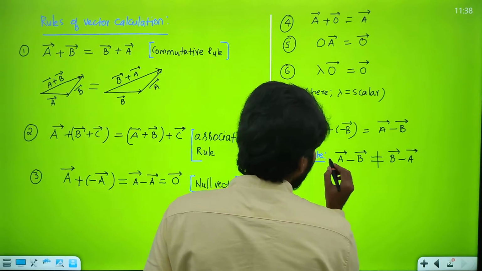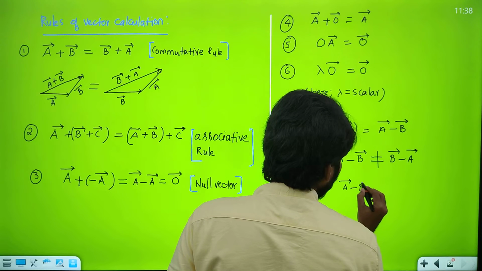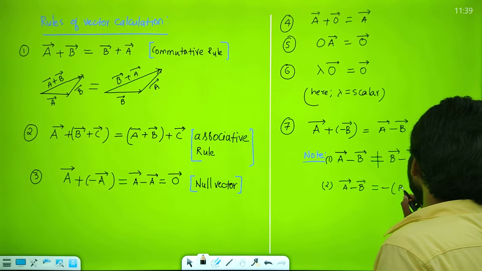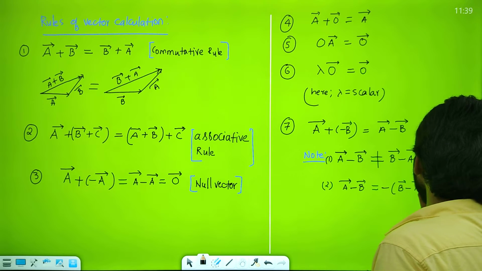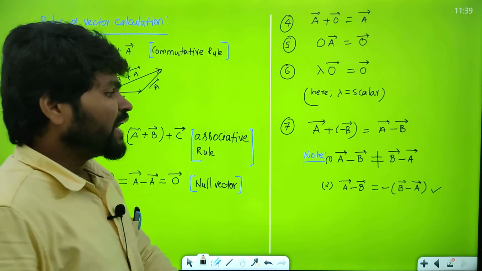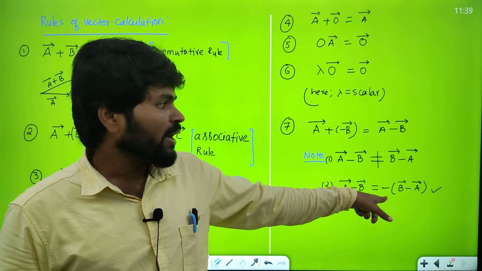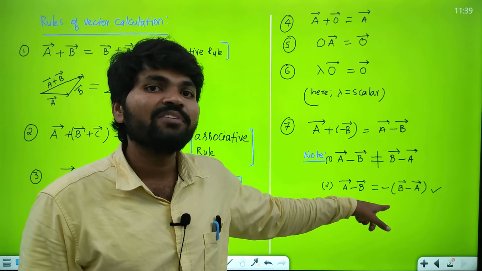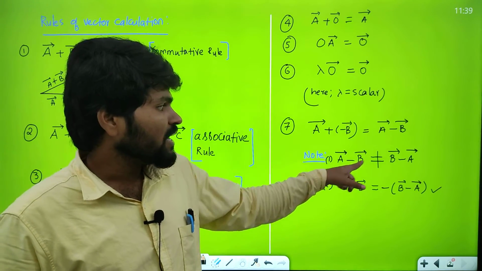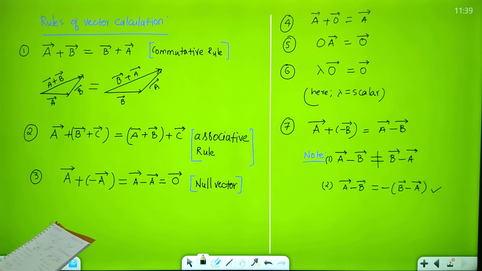And another one, A vector minus B vector, we can make it equal to minus of B vector minus A vector. Okay, this is right. So we can make A vector minus B vector equal when we multiply B vector minus A vector with a negative sign, then only these two become equal. Otherwise, the resultant will not be equal in both conditions. Okay? Hope you understand. These are the rules of the vectors.